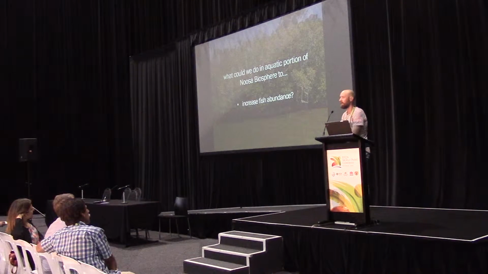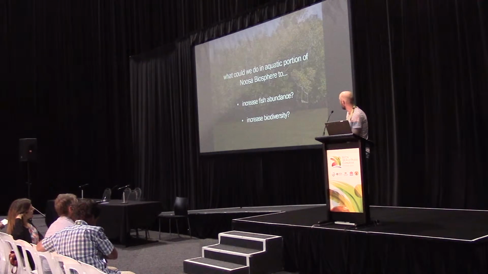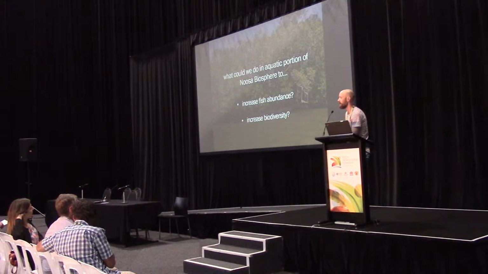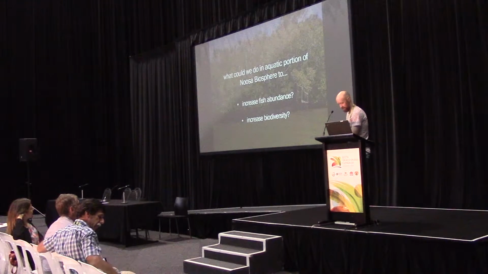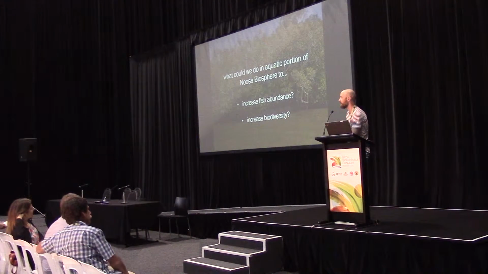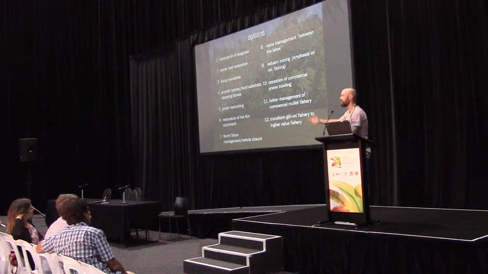We started with objectives, and we had two objectives in this case. One was to increase fish abundance, and one was to increase biodiversity. And I'll get to some problems with those objectives later on, but assume they are what they are for the moment. And we corralled a group of about a dozen experts, and we spent a full day and a half talking about options. What could you possibly do?